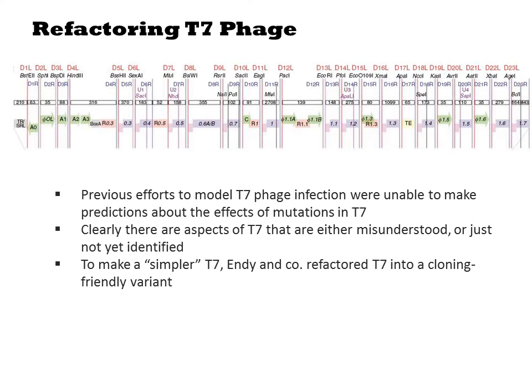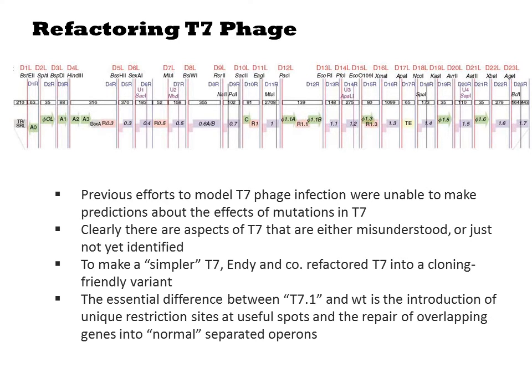Their proposed solution is to try to construct a phage that behaves like the model rather than making the model fit the phage. The first step for this would be to introduce sites into the phage that allow them to swap in and out regulation. What they come up with is a variant of T7 called T7.1, and the essential difference between the engineered phage and wild type is the introduction of restriction sites at useful spots of the genome and the repair of overlapping genes into normal-style separated operons.